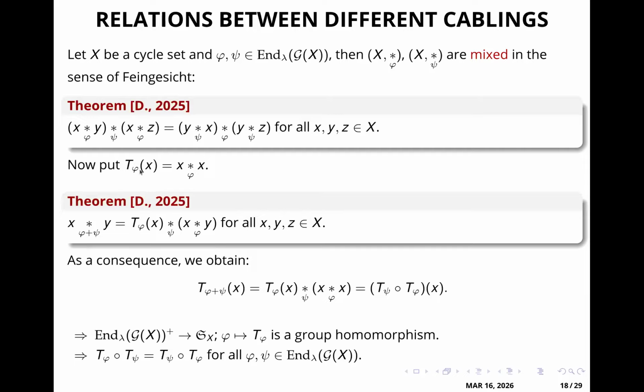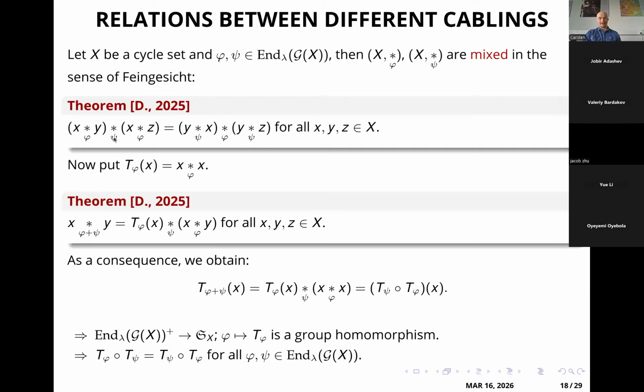Furthermore, if we now define T phi, the diagonal of the phi cable solution, we can actually get a way of calculating, to some extent, the operation of the phi plus psi cable cycle set, which is simply given by that. And if you use the above theorem, you can also reverse this and get something like T psi of x times over phi times x times an x psi times y. So you can use this theorem to turn this around.